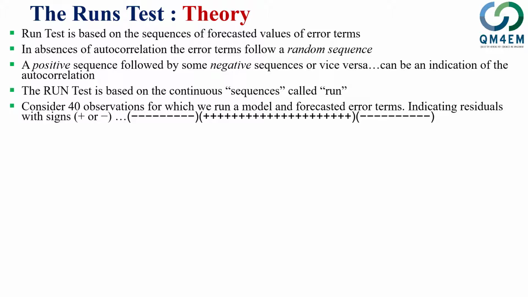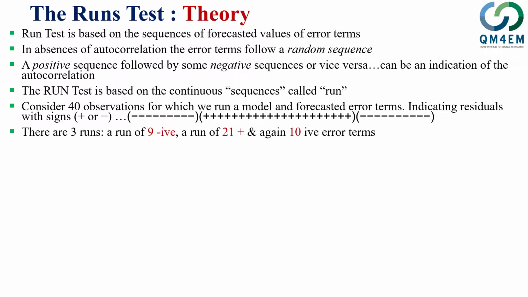As you can see here, there are sequences: the first 9 values are negative, followed by 21 positive residual forecasted values, and then again 10 negative forecasted values of the residual terms. Now you can see there are 3 sequences, or 3 runs, from these 40 observations, with 9 negative, 21 positive, and then 10 negative again.